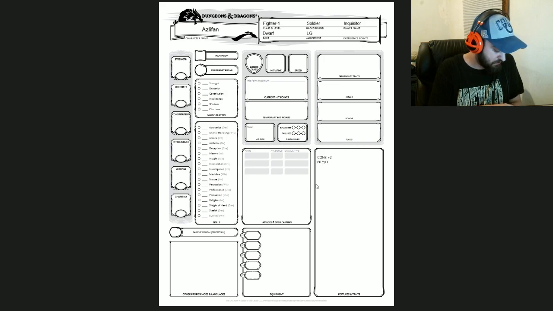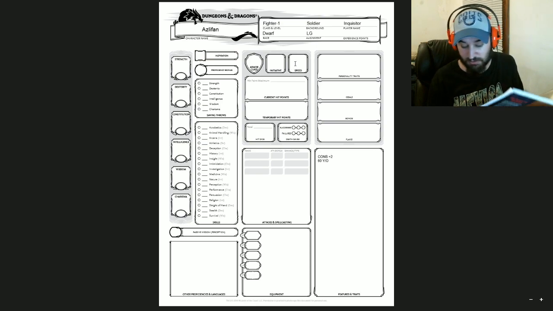Then we have the size. Dwarves stand between 4 and 5 feet tall and average about 150 pounds. Your size is medium. So, like most races, you are medium size. There are some small ones, but we'll get to that later. So that means that you don't have any benefit nor disadvantage. Speed. Your base speed is 25 feet. However, your speed is not reduced by wearing heavy armor. So speed right here, 25 feet.